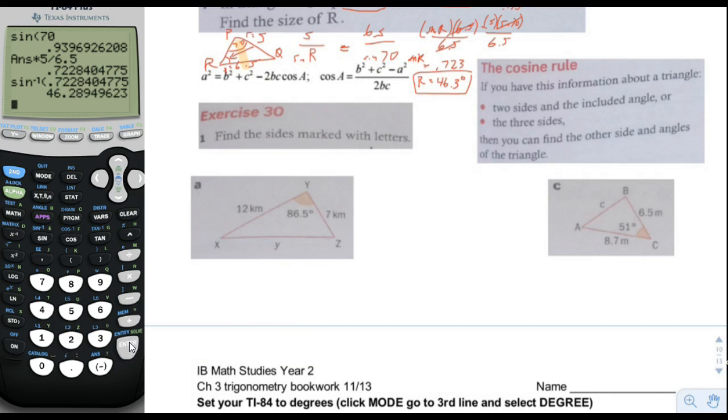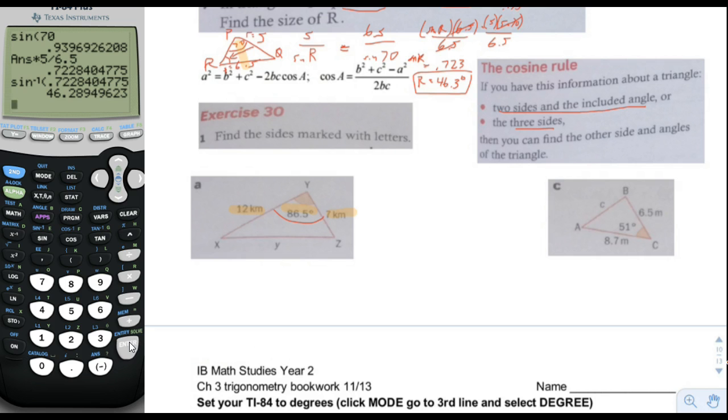Okay, so let's look at a couple cases where we have that. Look at this case. We know this, but we don't know the opposite side. We know this side, but we don't know the opposite angle. We know this side, but we don't know the opposite angle. So it's not an opportunity for sine rule, but it is an opportunity to use cosine rule. It says here on the side, it's kind of hard to remember, but if you have two sides and the included angle, or three sides, then you can use the cosine rule. This is the included angle because it's the angle that's between the two sides that you know.